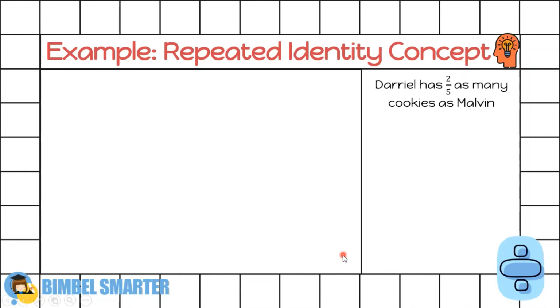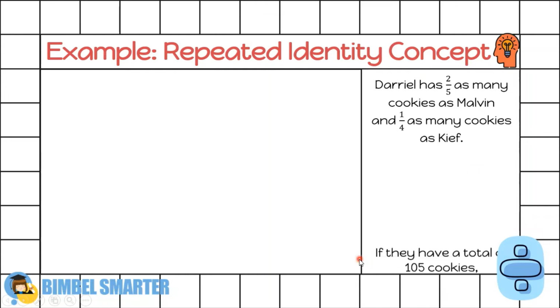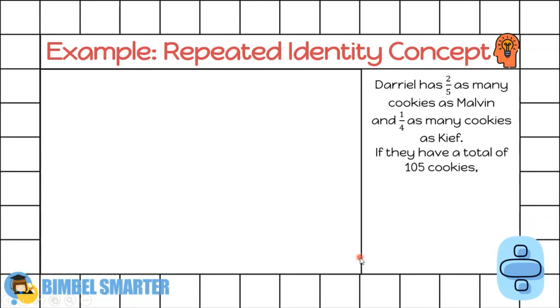Okay, Darriel has 2/5 as many cookies as Malvin, and 1/4 as many cookies as Kief. If they have a total of 105 cookies, how many cookies does Darriel have? In this kind of question, we see that Darriel is mentioned 2 times. Darriel's identity is mentioned twice here. Darriel has 2/5 as many cookies as Malvin. Also, Darriel has 1/4 as many cookies as Kief. So Darriel is our repeated identity in this question.